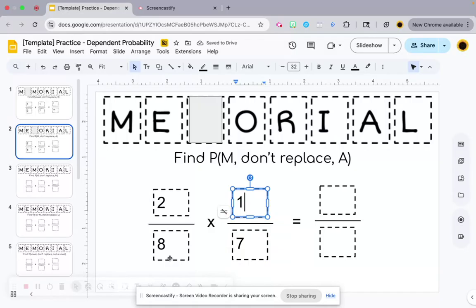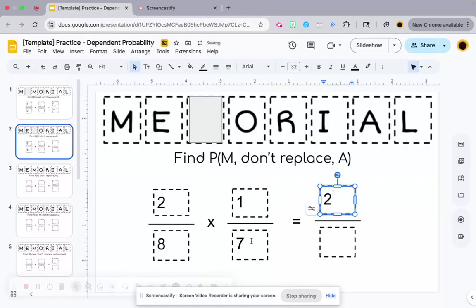Now, if you didn't like simplifying in the beginning before, I can go ahead and just multiply across. 2 times 1 is 2. 8 times 7 is 56. And then I can simplify at the end. I notice that these are both even numbers, so I'm going to divide them by 2, changing the numerator to a 1 and the denominator to a 28.